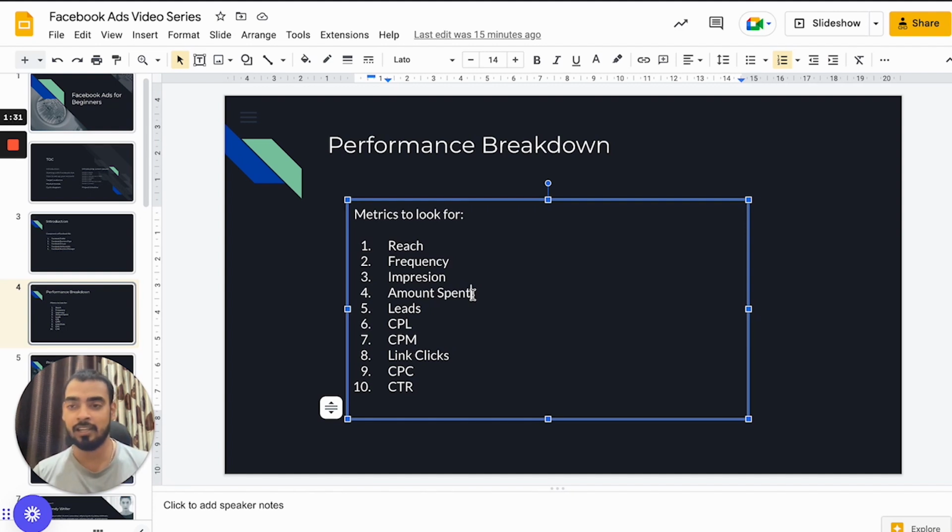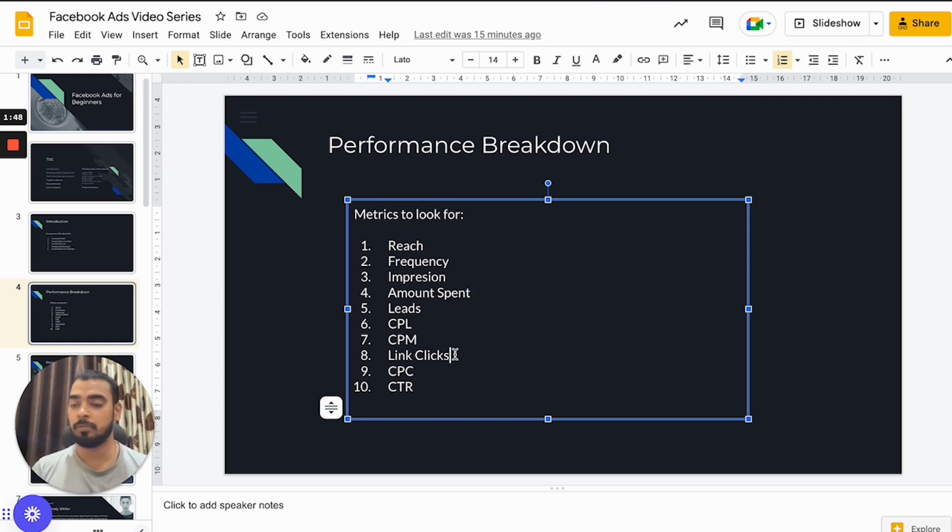CPL is cost per lead. Cost per lead is definitely the most important metric because you have to keep your cost per lead low in order to have a successful campaign or in order to have a good volume of leads. And we have CPM, cost per thousand impressions.